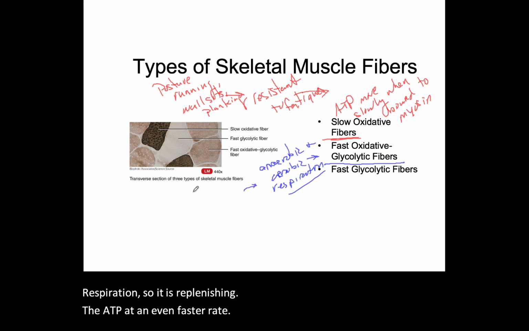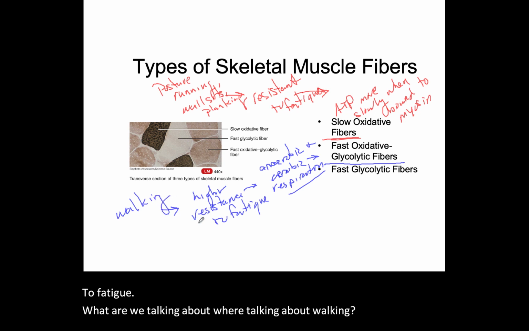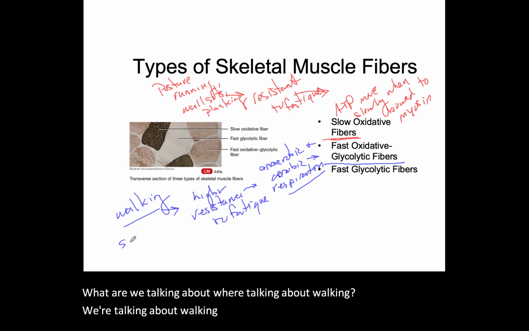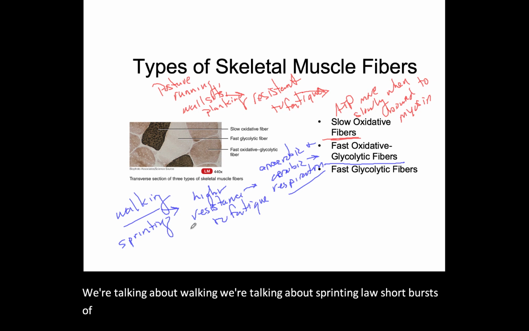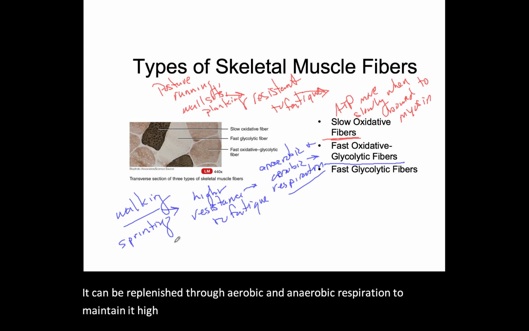And so this has a high resistance to fatigue. What are we talking about? We're talking about walking. Right? We're talking about sprinting, short bursts of energy. Uses the energy very quickly. It can be replenished through aerobic and anaerobic respiration to maintain it. High resistance to fatigue in that way. All right. And so that is your fast oxidative glycolytic fibers.